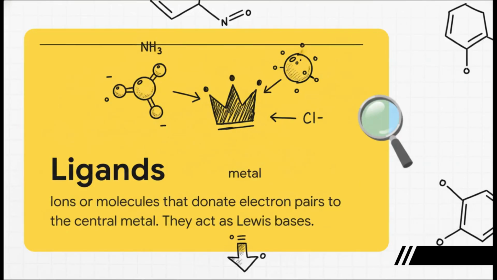And hey, if the metal's the king, then the ligands, well, they're its loyal supporters. They're the molecules or ions that bond to the metal. Their entire job is to show up and donate electron pairs, which makes them Lewis bases. And they can be neutral, like ammonia, or they can have a charge, like a chloride ion.